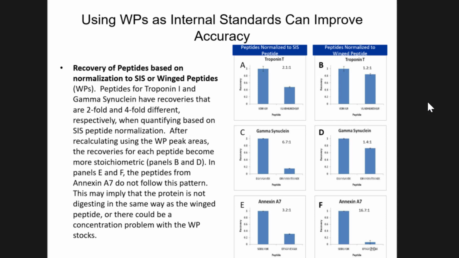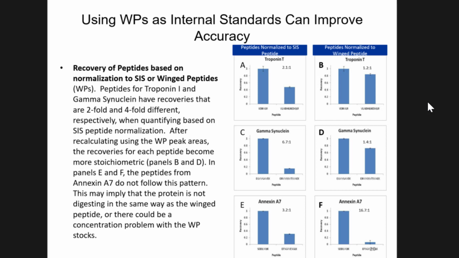We saw the same effect for gamma-synuclein when we looked at the response of the 2 peptides normalized to the C13 N15 synthetic peptide. We don't get a 1-to-1 release of the peptides. We get more of this one than this one. If we were to choose one of these to quantify on, which one would it be? Probably the one that releases more if it doesn't have interference, but why don't they agree? It's likely because this one's digested more efficiently. So when we normalize it to the winged peptide, we get more of a 1-to-1, which is what we're looking at. For annexin A7, it actually gets worse.